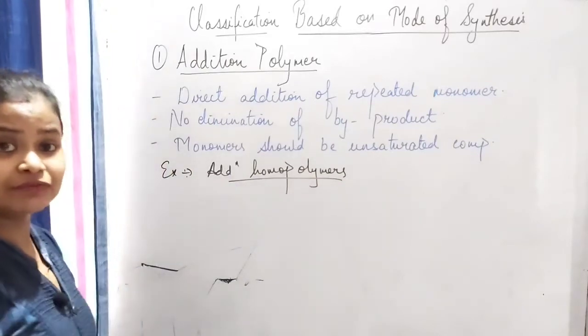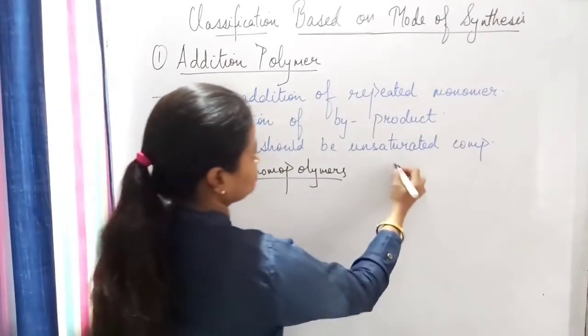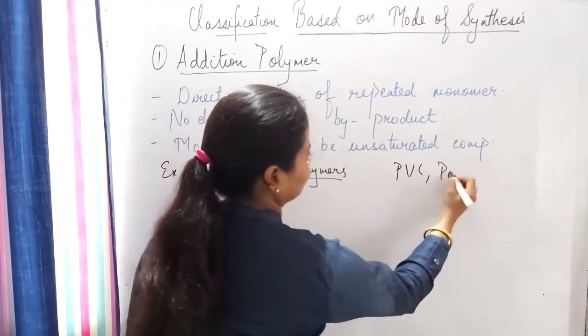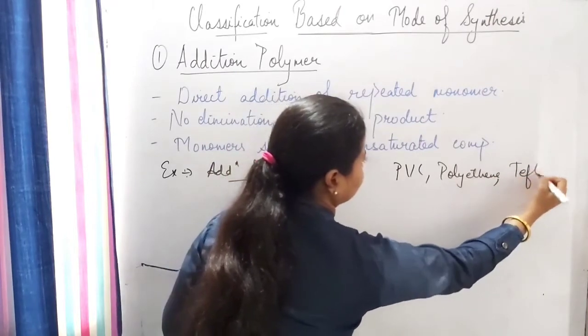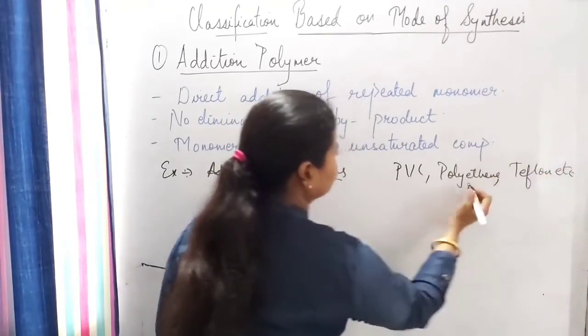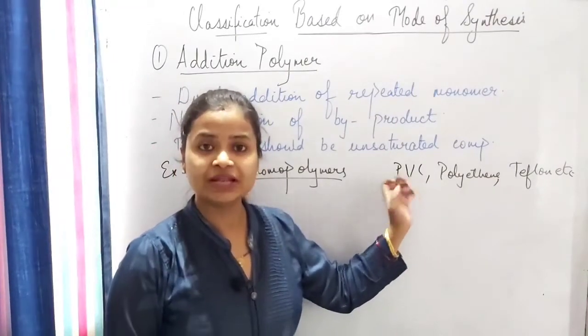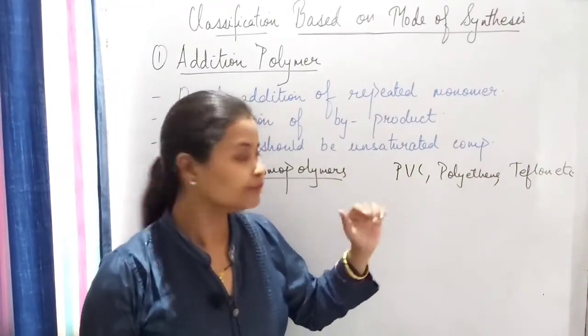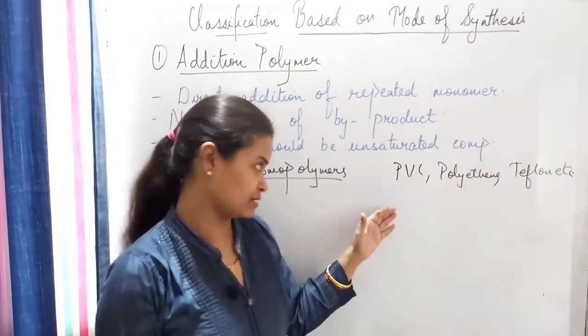Homopolymers are the polymers in which the same type of monomeric unit is present. There are many examples: PVC, polyethylene, then Teflon, etc. These first two we have already done. What is the monomeric unit of PVC? Polyvinyl chloride, vinyl chloride. Remember, for polyethylene, it is ethene. N number of ethene units are combining.